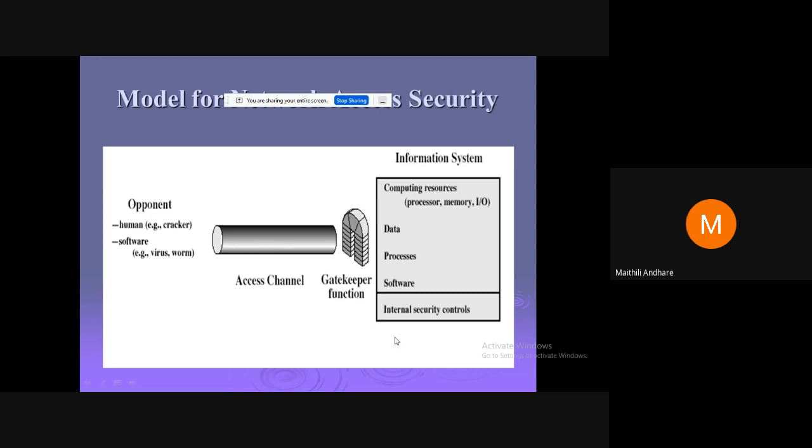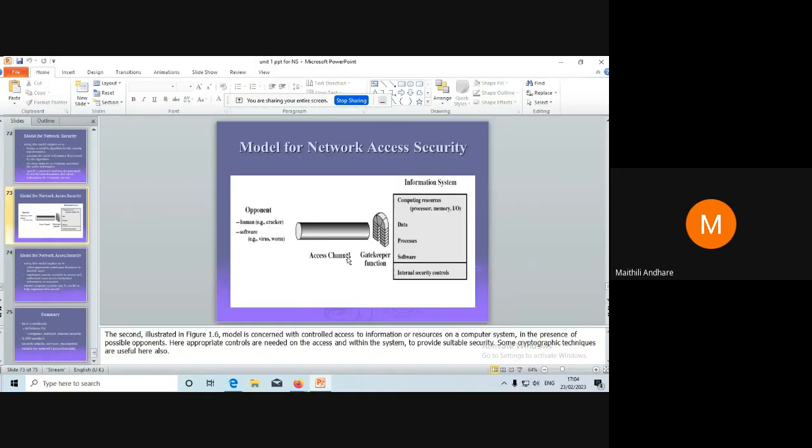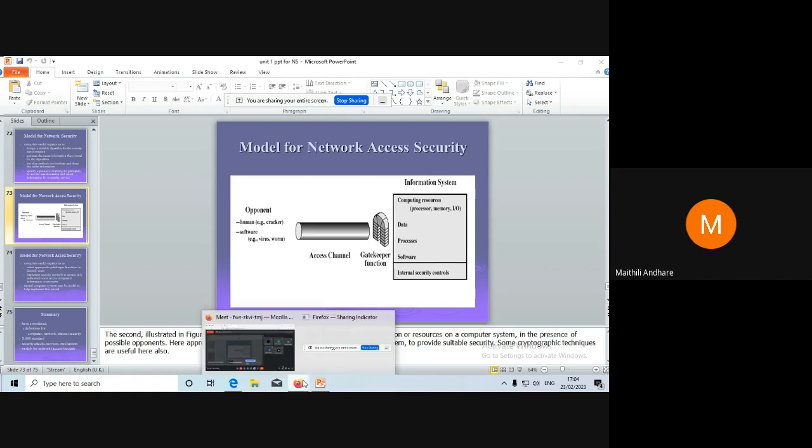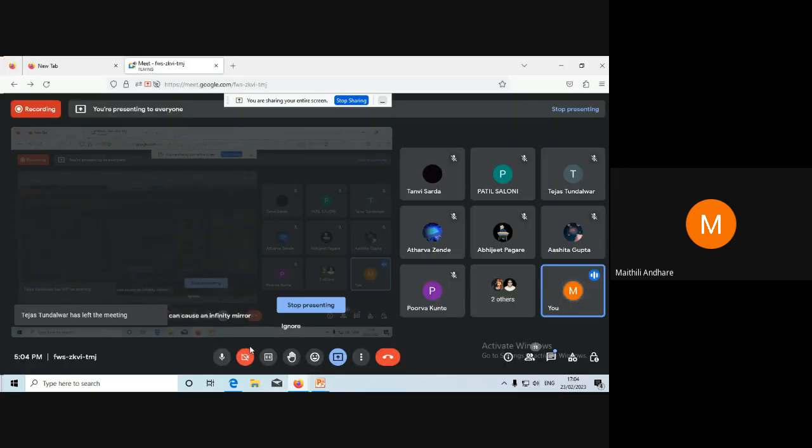But so as to protect the data, so as to provide the security, there is an important thing which is called a gatekeeper. Can anyone tell me what is the function of this gatekeeper? Yes, see the diagram properly. What is the function of this gatekeeper? Or can you tell me any example of a gatekeeper?